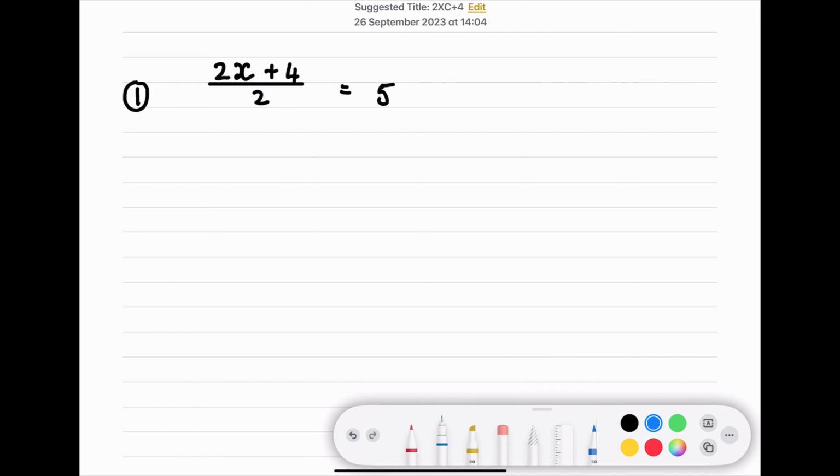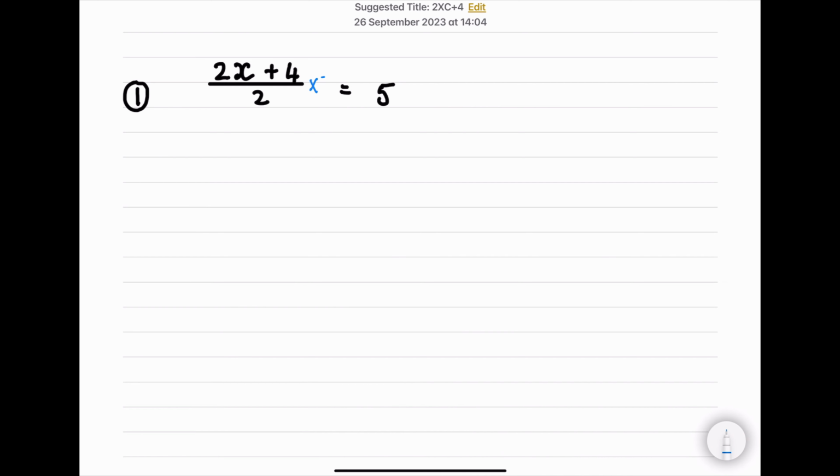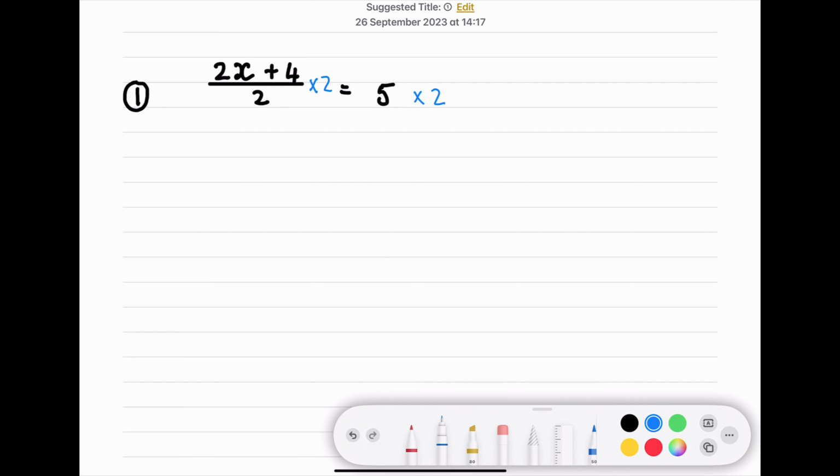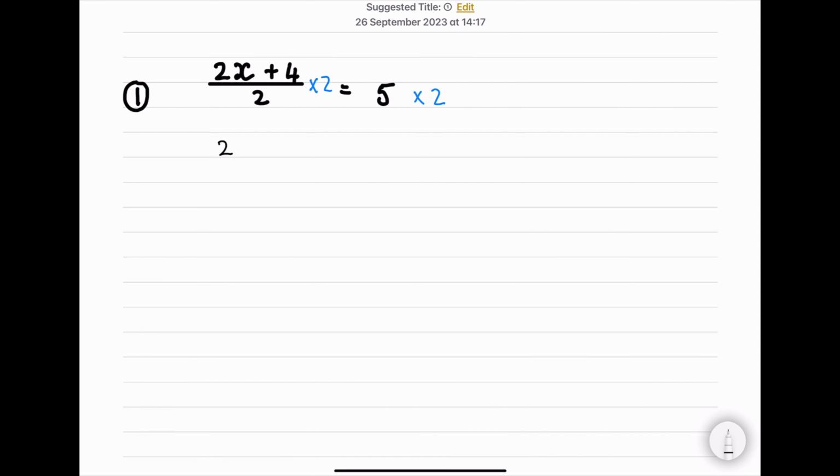And how you get rid of the denominator here, it says that 2x plus 4 is divided by 2. So the opposite of divide is multiply. So you multiply both sides by 2. What you do on the one side, you do on the other side. And then you get 2x plus 4 is equal to 10, because this 2 cancels out with this 2. Now you have 2x plus 4 equals 10.